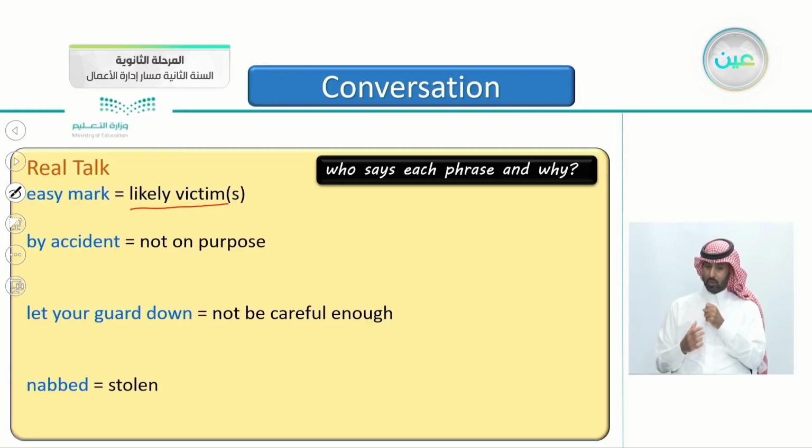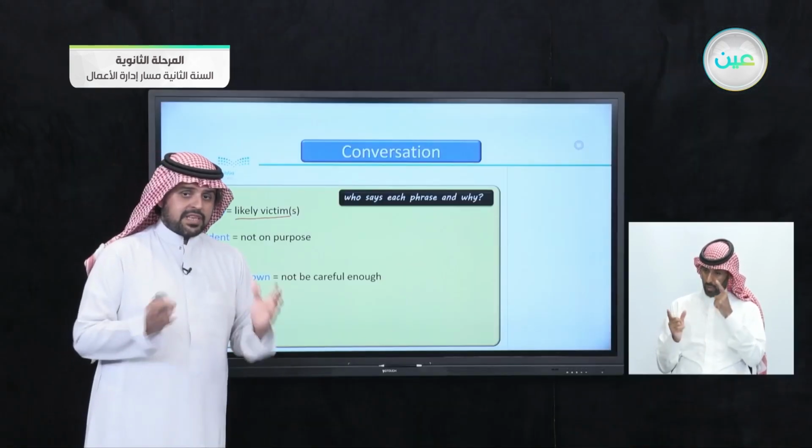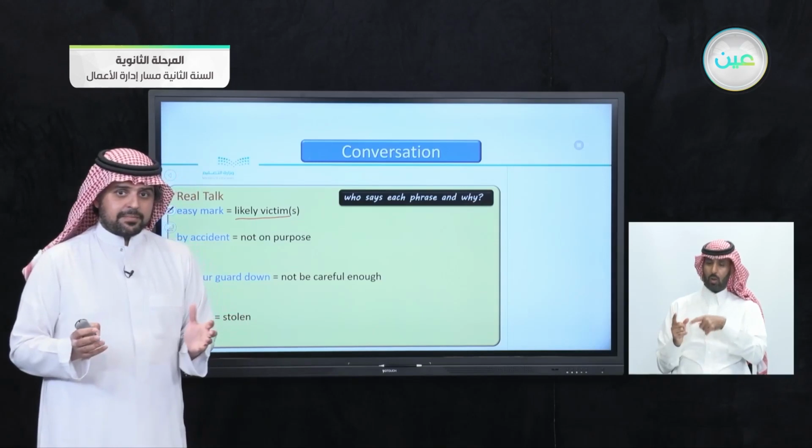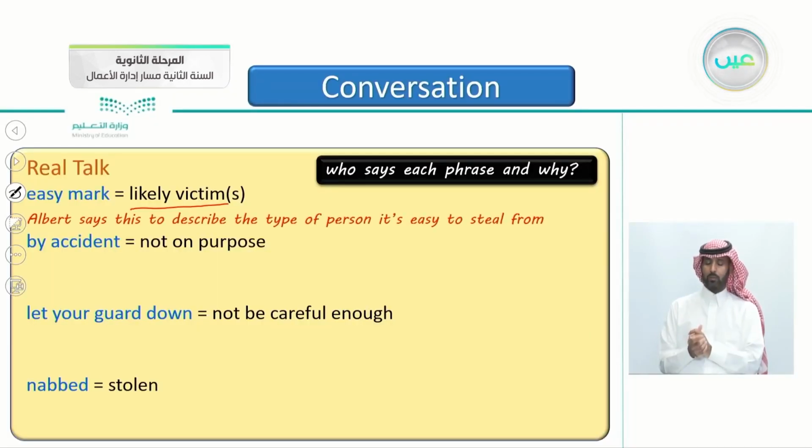So who says each phrase and why? Who says easy mark, and why did he say it? Yes, that's correct. Albert says this to describe the type of person it's easy to steal from. Of course, he meant the tourists.